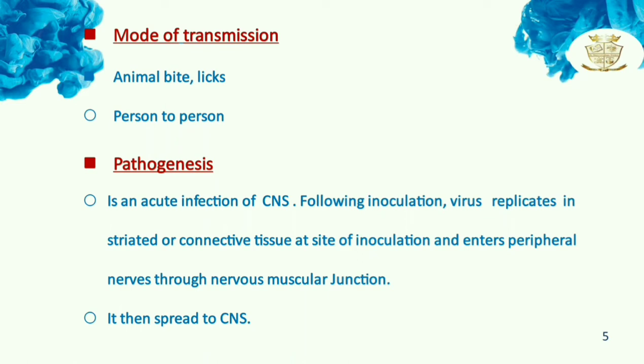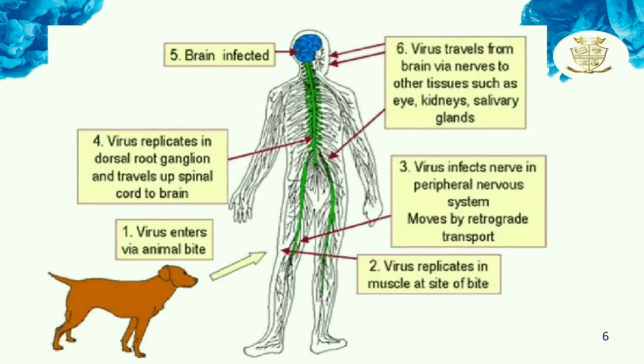The pathogenesis of rabies is an acute infection of the central nervous system. Following inoculation, the virus replicates in striated or connective tissue at the site of inoculation and enters the peripheral nerves through the neuromuscular junction. It then spreads to the central nervous system. From this diagram, we can understand how the rabies virus infects our body.